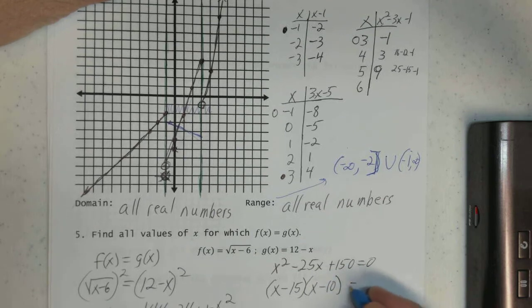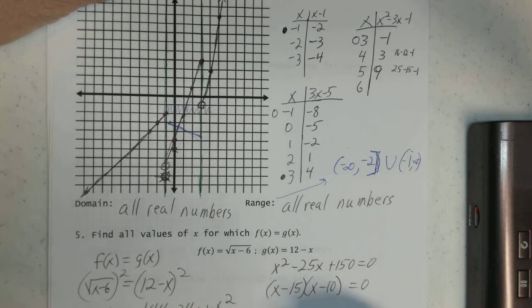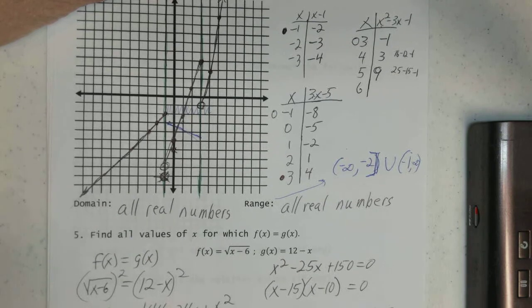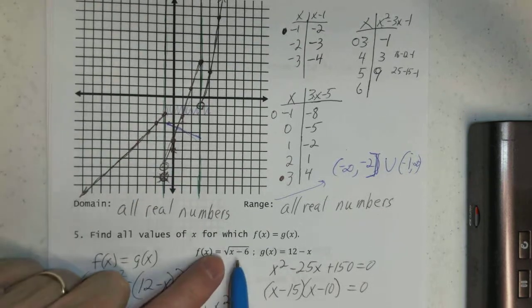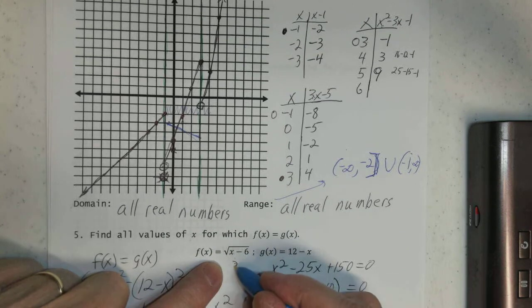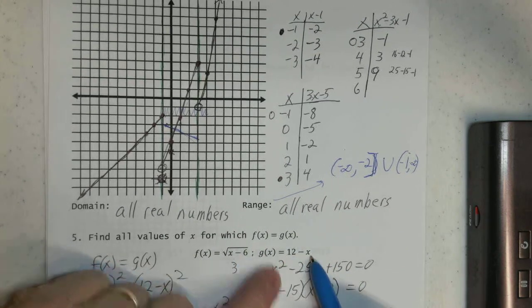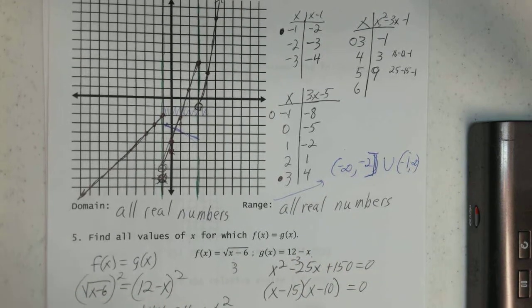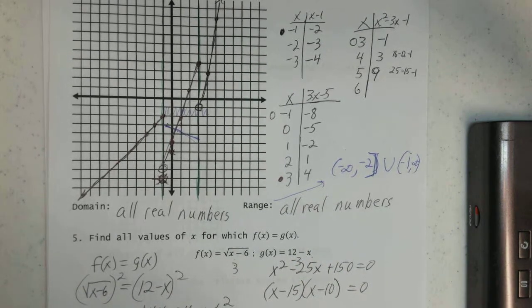If you didn't catch the factors, you'll use the quadratic formula and you'll get this. So x minus 15 equals 0, or x minus 10 equals 0. So x is 15, or x equals 10. Well, 15 minus 6 is 9. Square root of 9 is 3. 12 minus 15 is negative 3. Uh-oh. Extraneous.